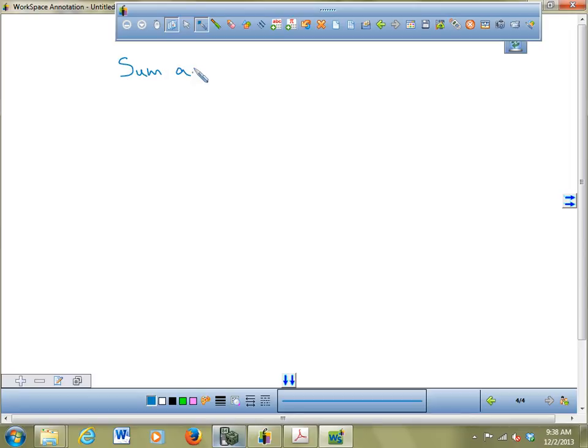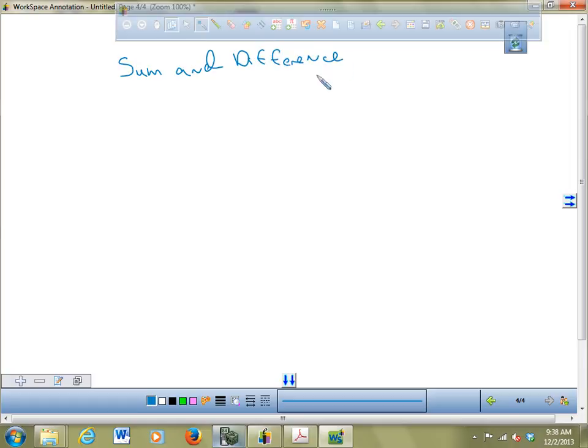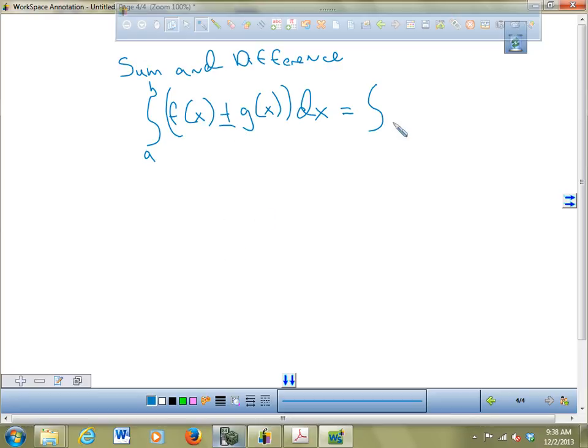Sum and difference. This says that if you have an integral from a to b of (f of x plus g of x) dx, that's equal to, or it could be a minus sign there too, the integral from a to b of f of x dx plus or minus the integral from a to b of g of x dx. And sometimes that's useful in evaluating integrals as well.